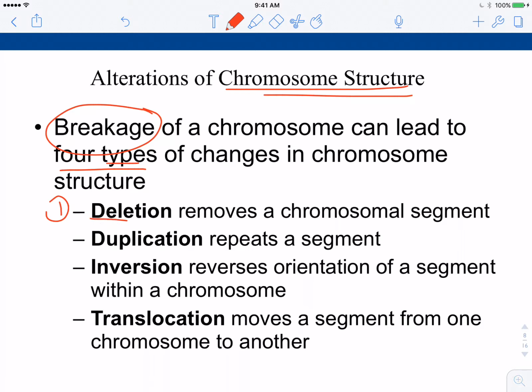One is you can have a deletion, which removes a whole segment of a chromosome. Two, you can have a duplication, which would repeat a segment of the chromosome. Three, you can have an inversion, which flips it so it's backwards. It reverses the orientation of a piece of the chromosome. Or four, you can have a translocation, which moves a segment from one chromosome to another chromosome. And this is what Owen has.